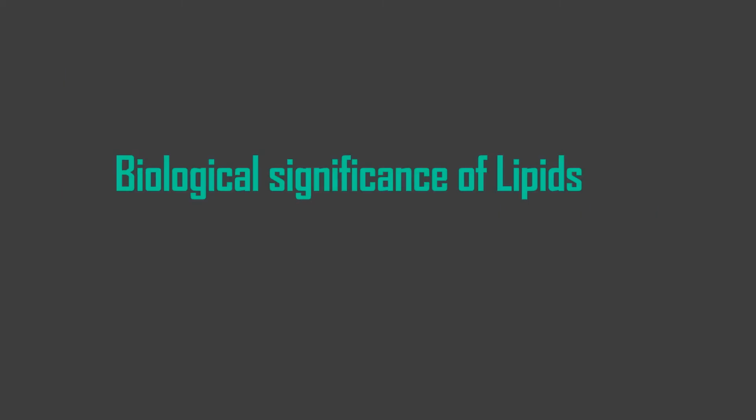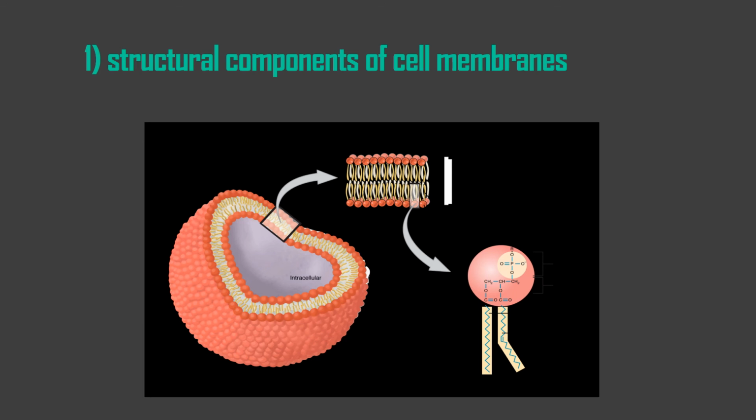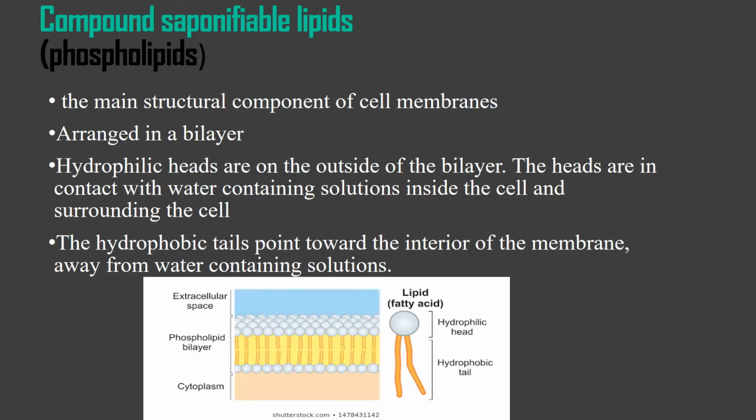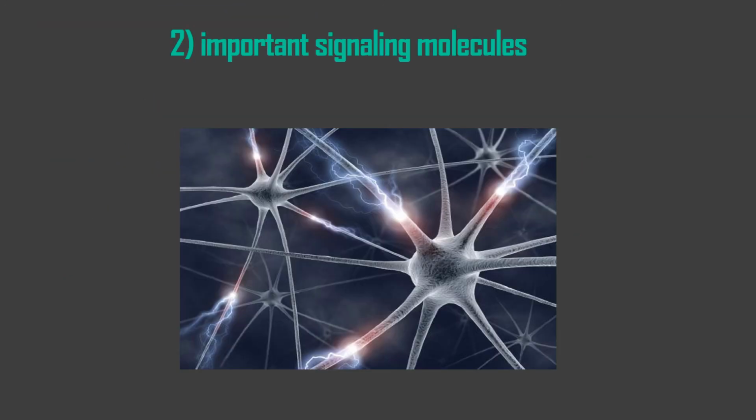Biological significance of lipids. First of all, they form the structural components of cell membranes. As I said before, phospholipids are compound saponifiable lipids. They are the main structural component of cell membranes, and they are arranged in a bilayer, or two layers. They consist of a hydrophilic head on the outside of the bilayer, and the heads are in contact with water-containing solutions inside the cell and surrounding the cell. The hydrophobic tails turn away from water-containing solutions, because phobic means it turns away, and hydro refers to water. They are also important signaling molecules.